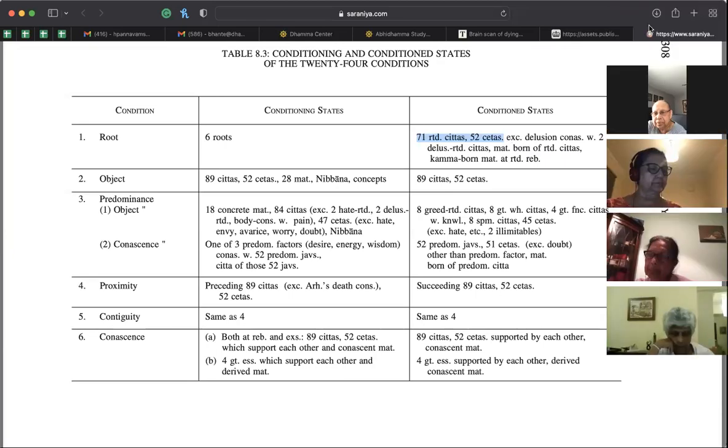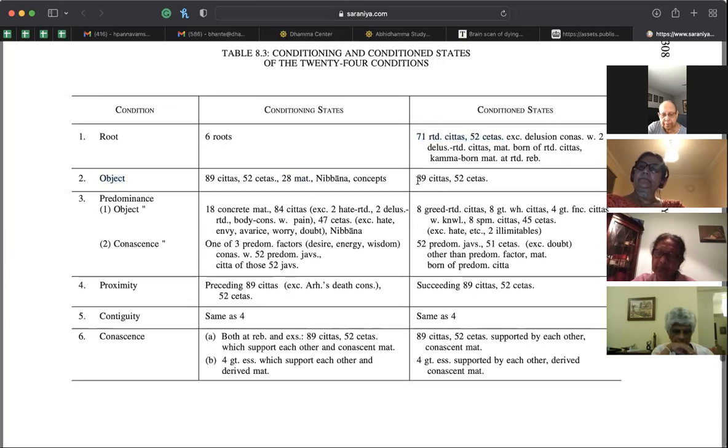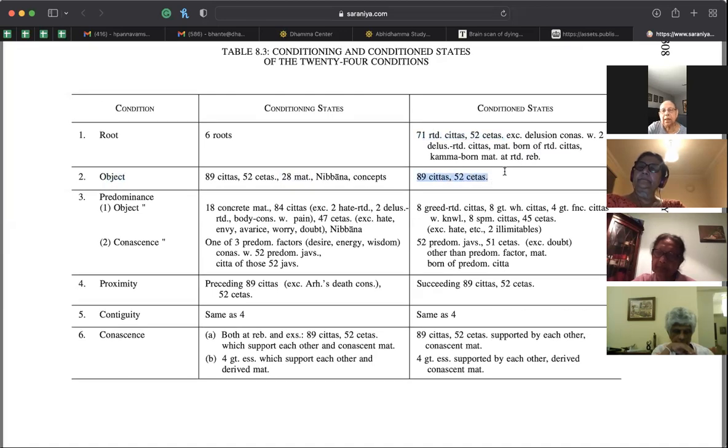Shall we go to the other one just to understand? Maybe we'll understand the earlier one better then. Object condition, arammana paccaya. 89 chittas, 52 chetasikas, 28 rupas, nibbana, and concepts, through the condition of object, condition the arising of 89 chittas and 52 chetasikas. 89 chittas, 52 chetasikas, 28 rupas, nibbana, and concepts.